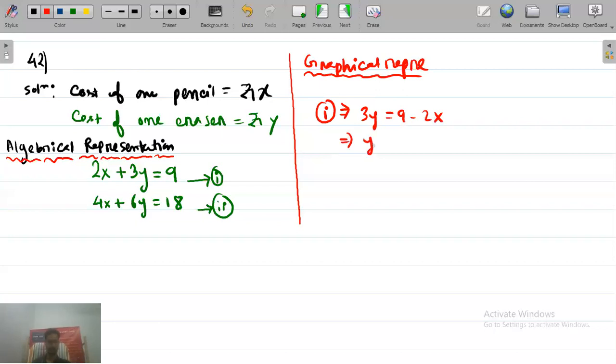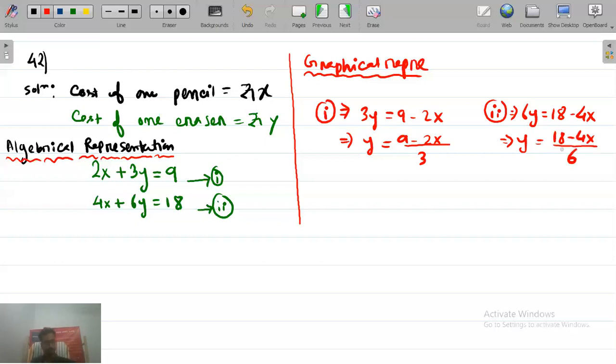So your y will be how much? 9 minus 2x by 3, yes. And then again from equation number 2, you can write 6y equal to 18 minus 4x. So y will be 18 minus 4x by 6. So it will be your equation number 2. Yes or no? Now you have to make two tables. Okay, for graphical representation, you have to make two tables.